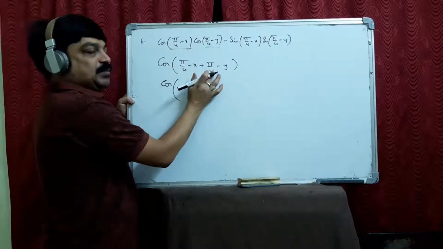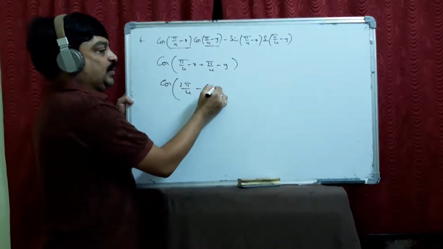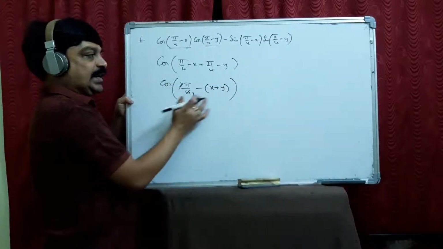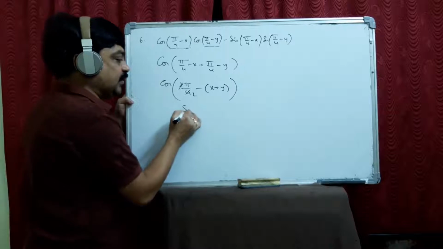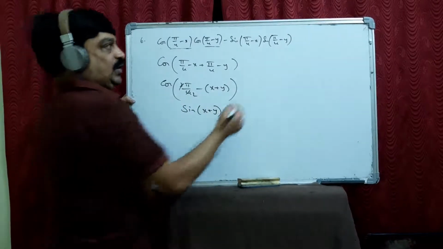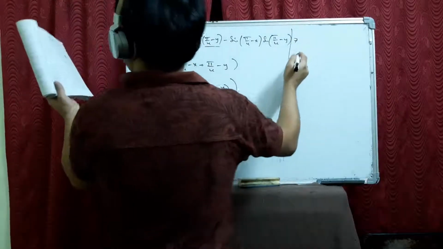Now pi by 4 plus pi by 4, 2 pi by 4, taking common, it becomes pi by 2. That means cos(90 minus theta). Cos(90 minus theta) becomes sin theta because it lies in the first quadrant. Okay. Like that, the seventh problem you are given.